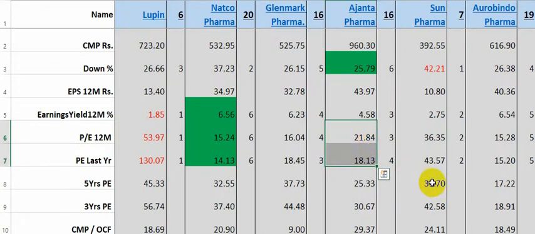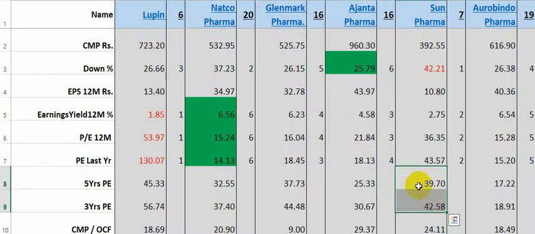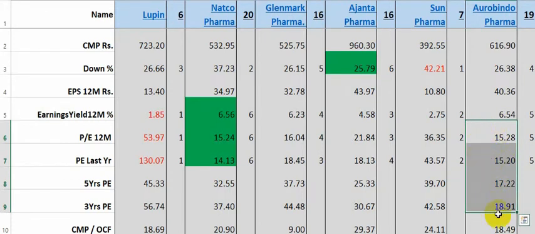For Sun Pharma, we need to look at the 5 years historical, which was very expensive, 39 times. Even over the last 3 years, it has been quoting at 42 times its earnings, whereas the recent price earnings are still very expensive. It is still quoting at 36 times and 43 times of the 2018 earnings. Aurobindo, all price earning multiples are very reasonable. Historically, it has been trading within this range of 15 to 18 times.